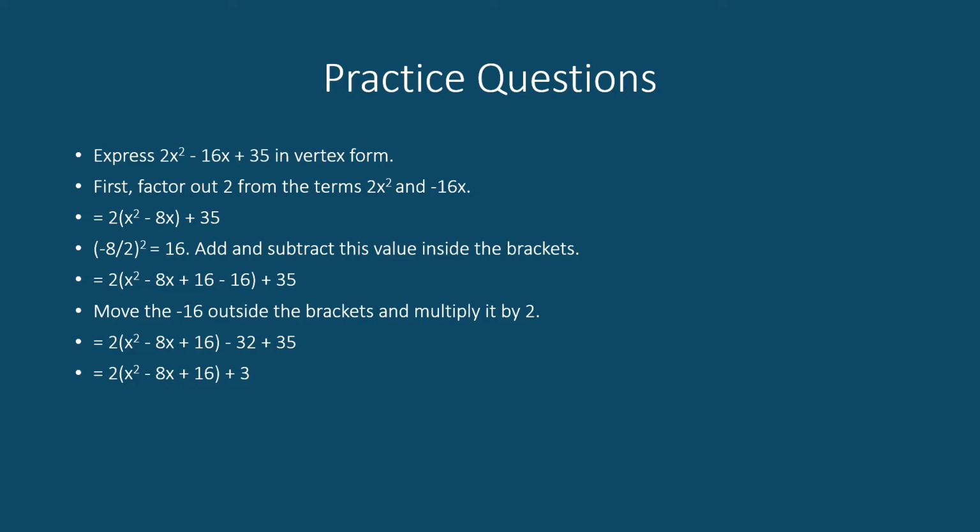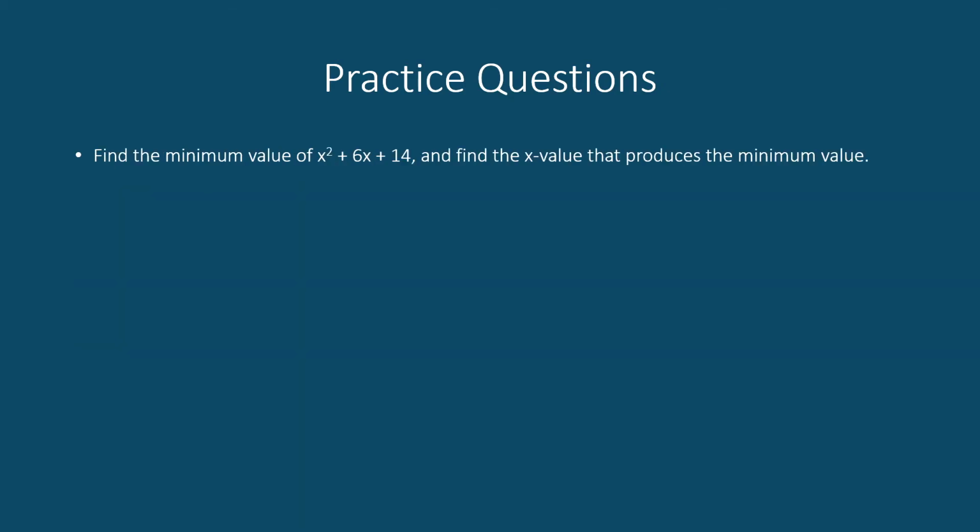Simplifying this gives 2 bracket x squared minus 8x plus 16 plus 3. Finally, factor the perfect square trinomial that is inside the brackets. Doing that gives 2 bracket x minus 4 squared plus 3. And we are done. Here is another practice problem.